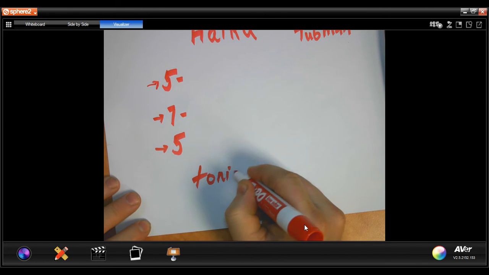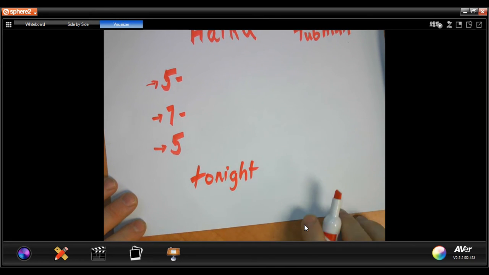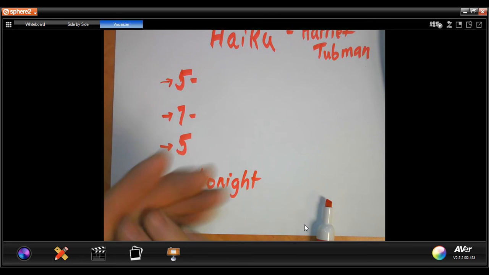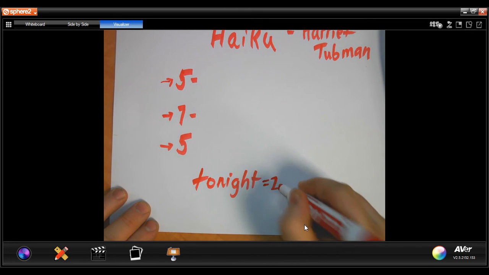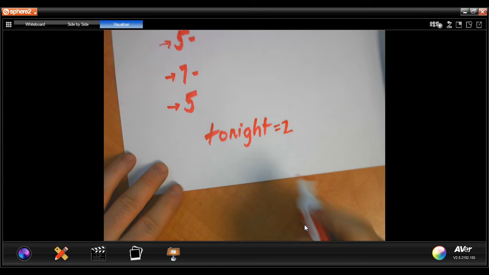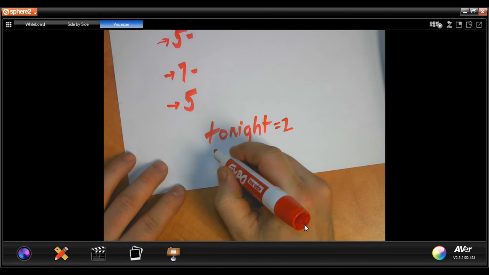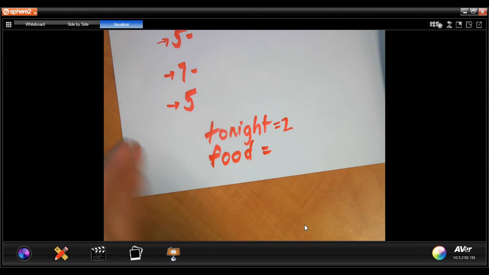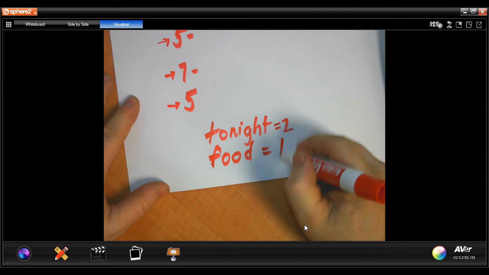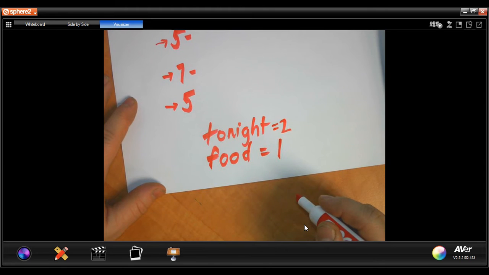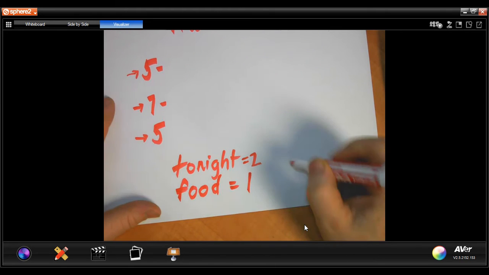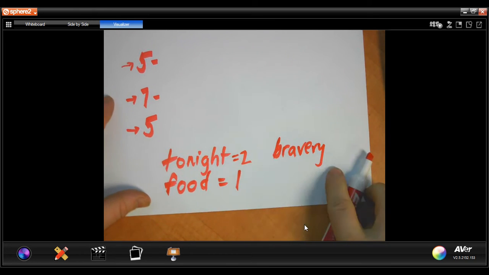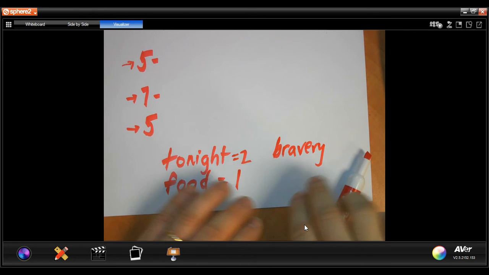tonight, and then when you're younger, you probably did this with clapping, but tonight has 2 syllables. All right. Food, because I'm hungry right now. Food has 1. All right. Bravery has 3.